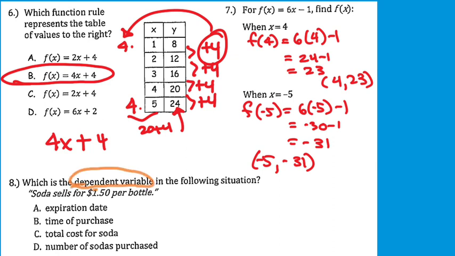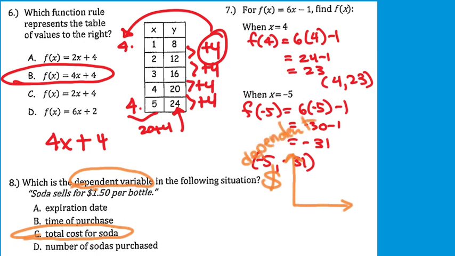So when we look at the dependent variable of soda selling for $1.50 per bottle, we know that how much we spend will depend on the total cost of the bottle. So how many bottles of soda we buy will determine how much we pay, right? So when I look at this, y is always the money, and how much I spend is dependent on how many things I am buying.